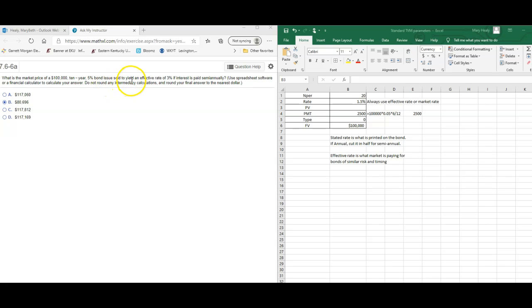Then it says it's sold to yield an effective rate of 3%. Okay, so what's going on is that between the time that they printed the bonds and the time that they issued the bonds, the interest rate has fallen for the market, right? Given the typical risk in the timing of this bond issue. So now you can usually only get bonds that are returning 3%.